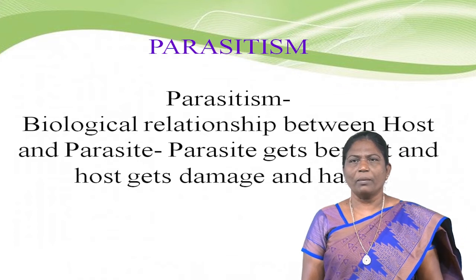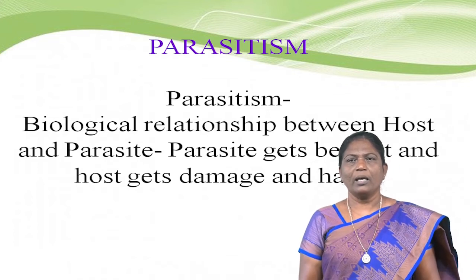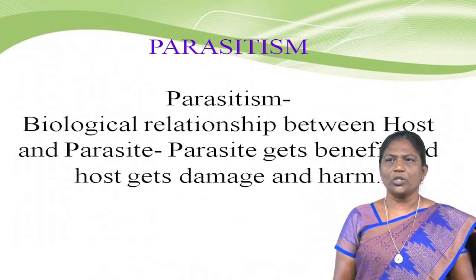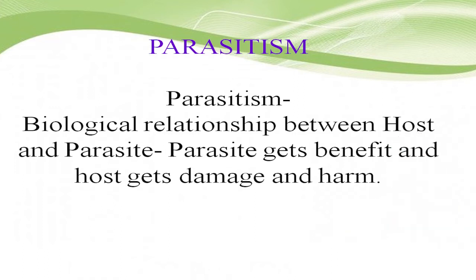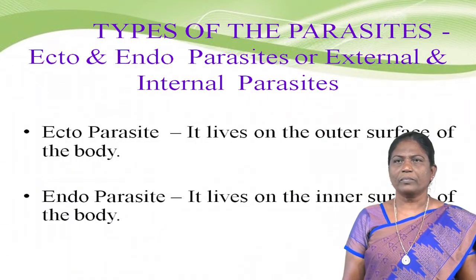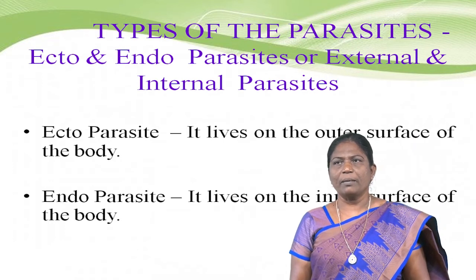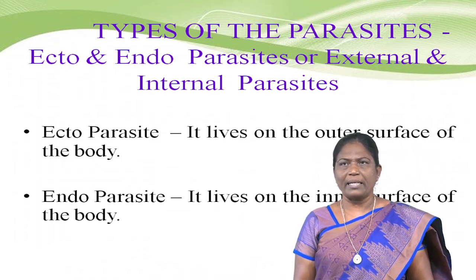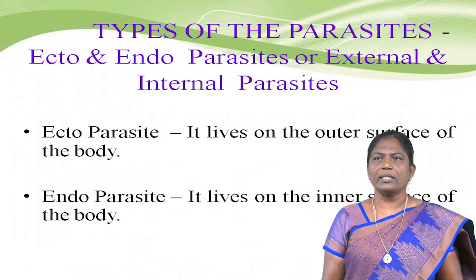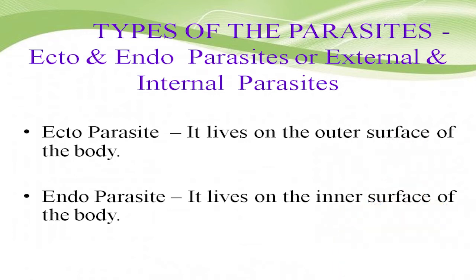The next is about parasitism. Here it is a biological relationship between host and parasite. The parasite gets benefit and the host gets damage and harm. There are types of parasites. Here we can see the presence of ecto and endoparasites. This is otherwise called external and internal parasites.